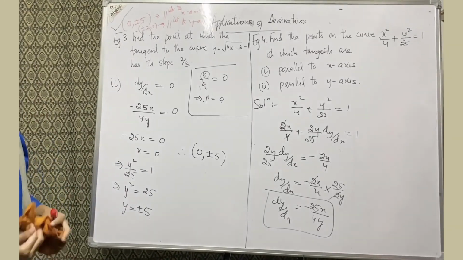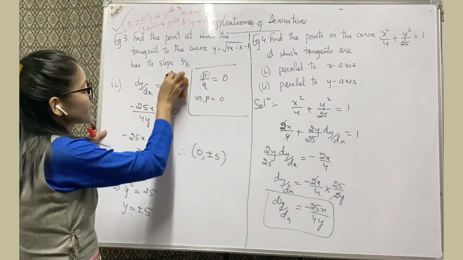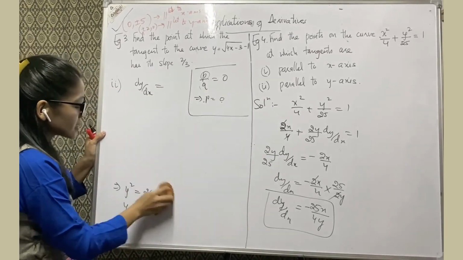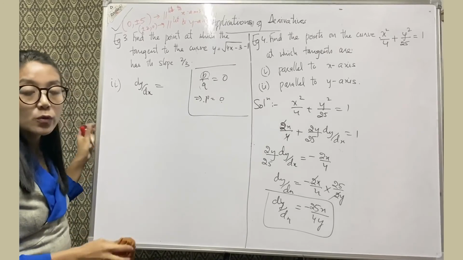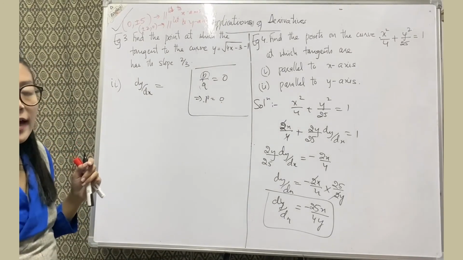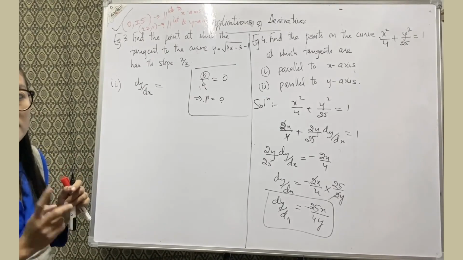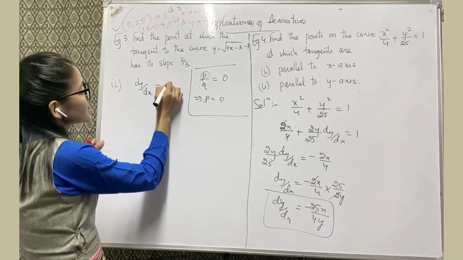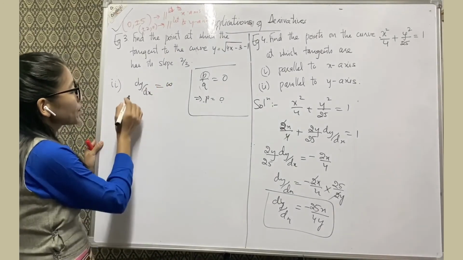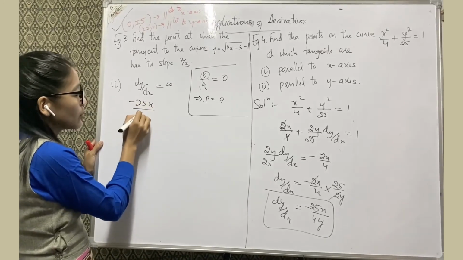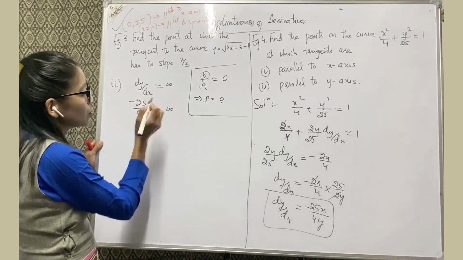what you are given, the tangent is parallel to y-axis. So when the tangent is parallel to y-axis, then the slope of the tangent has to be equal to the slope of the y-axis. And the slope of the y-axis, we know it is not defined. So slope of y-axis is not defined, right? So we have negative 25x upon 4y is equal to not defined.